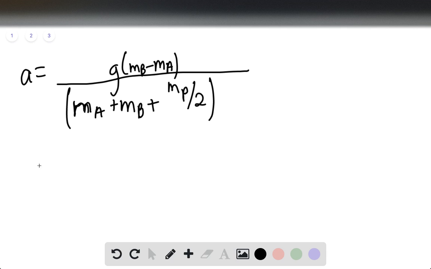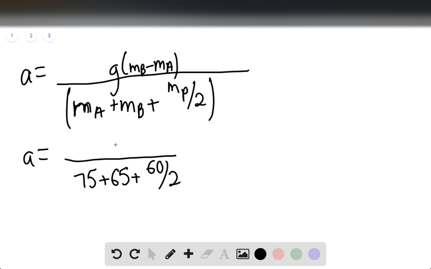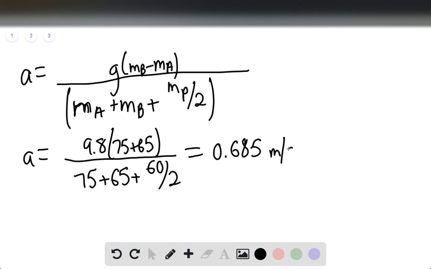And we can solve. So A is going to be equal to 9.8 times (75 minus 65), divided by 75 plus 65 plus 60 divided by 2. And this is giving us 0.685 meters per second squared. So this would be our answer for part A.